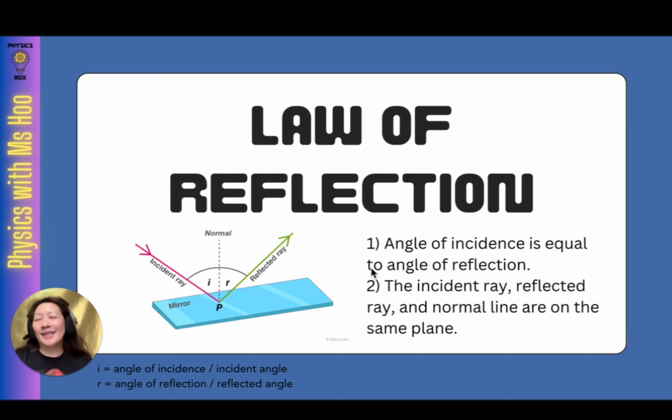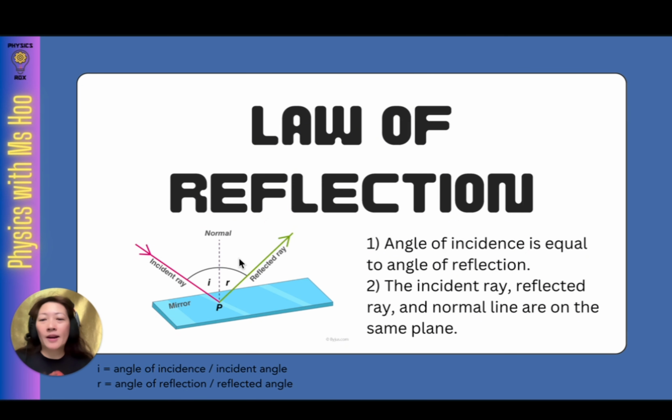Now let's get to the second part of the law. The incident ray, reflected ray, and normal line are all on the same plane, as you can see. The term plane here means the 2D surface. So you can see in this diagram here, the incident ray, normal line, and reflected ray are all on the same plane, which is how we will measure the angle of incidence and angle of reflection.